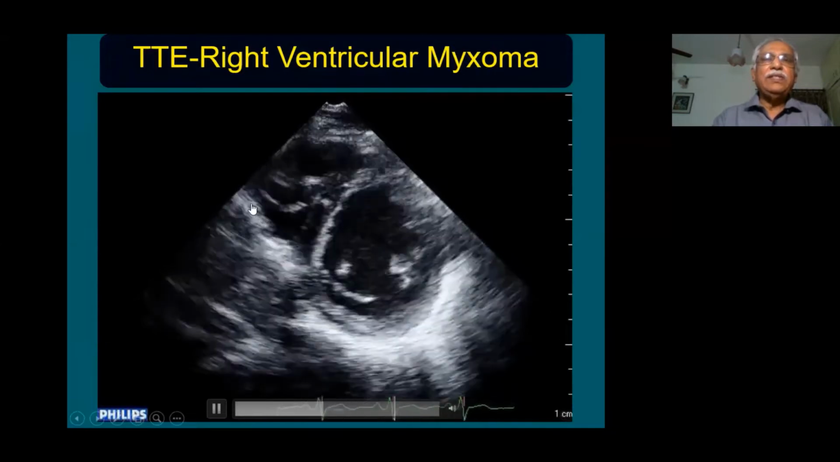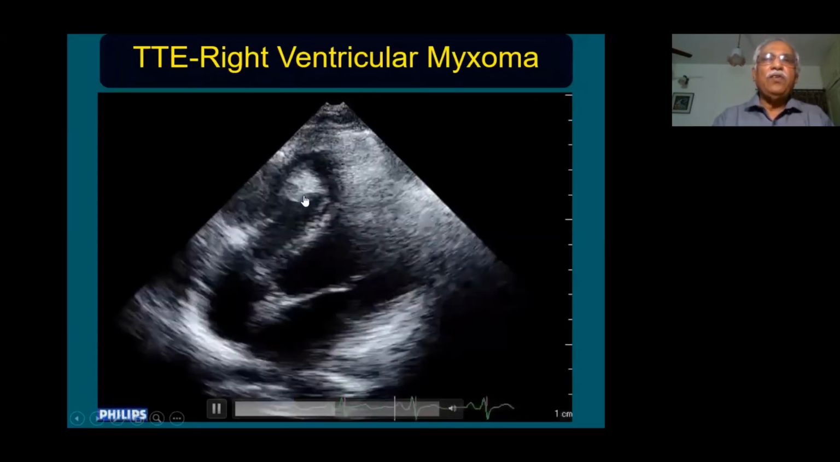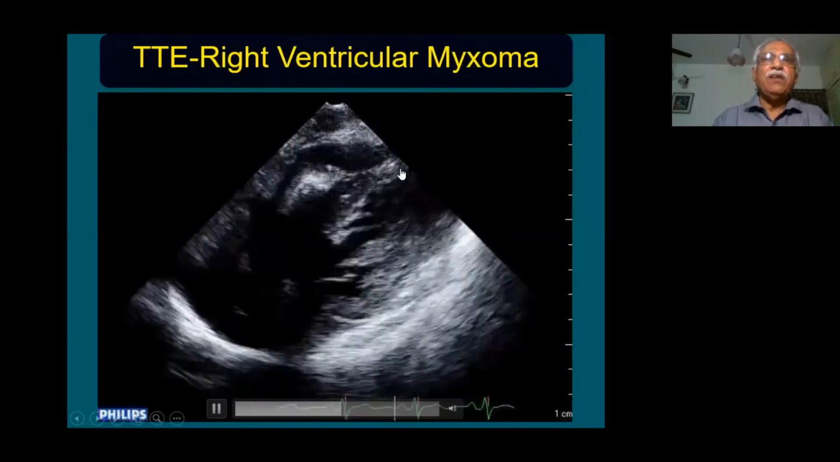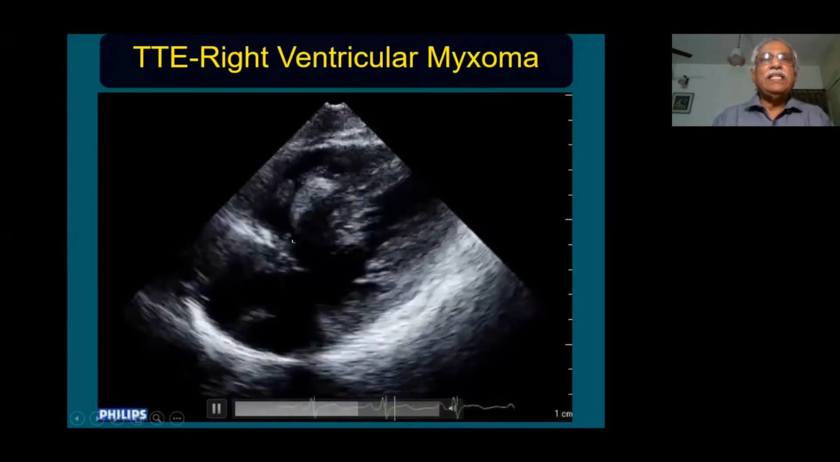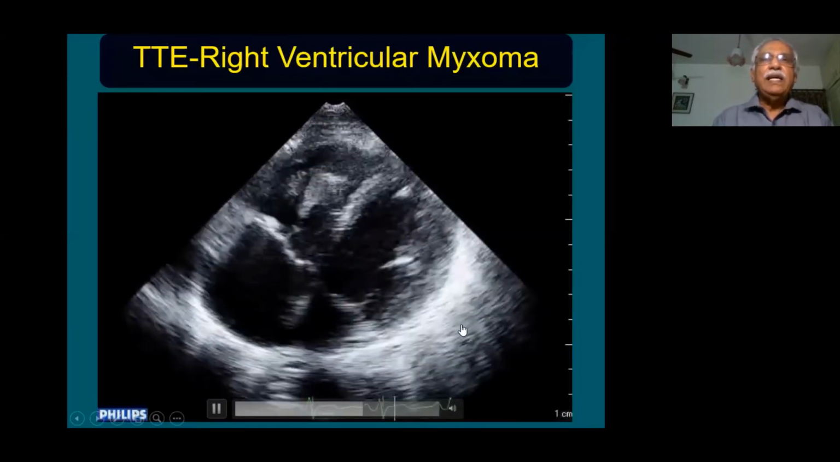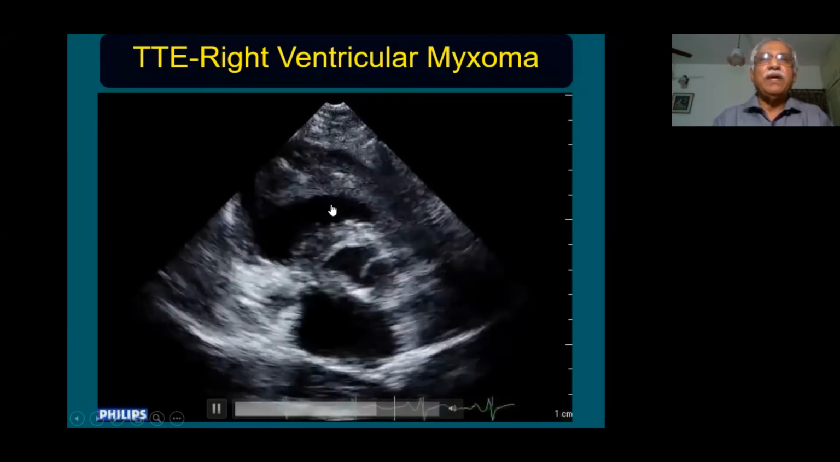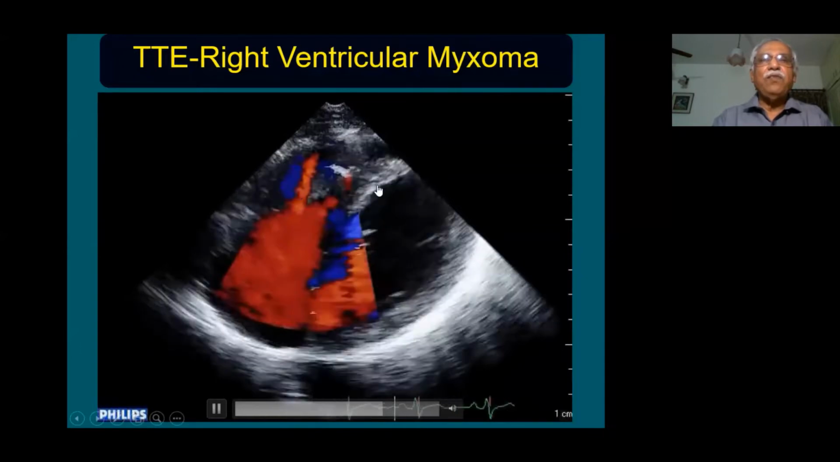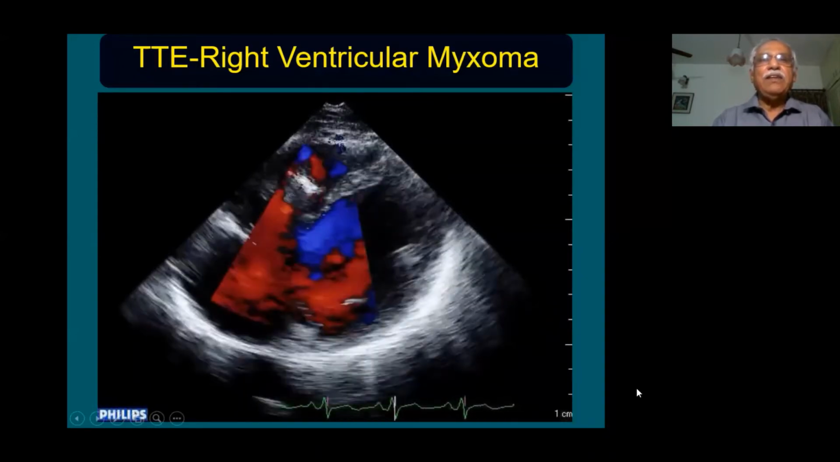It is attached to the right ventricular anterior wall. It is extending into the right ventricular inflow tract and also into the right ventricular outflow tract, producing some degree of right ventricular outflow obstruction also. So we diagnosed it as a case of right ventricular myxoma, and this patient was operated and it was proved to be a right ventricular myxoma. You can see the calcification, the inflow portion, the outflow portion of the mass can be clearly identified.